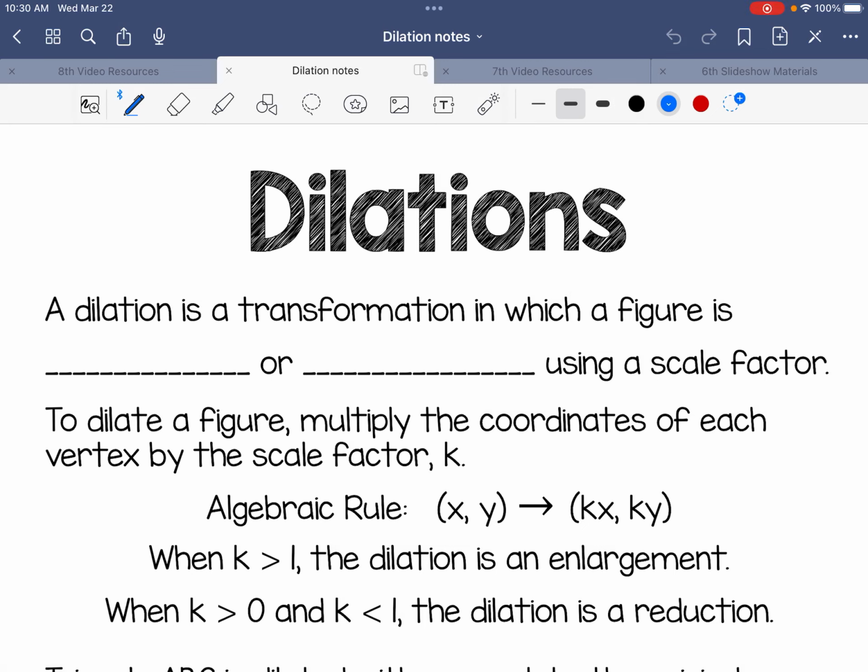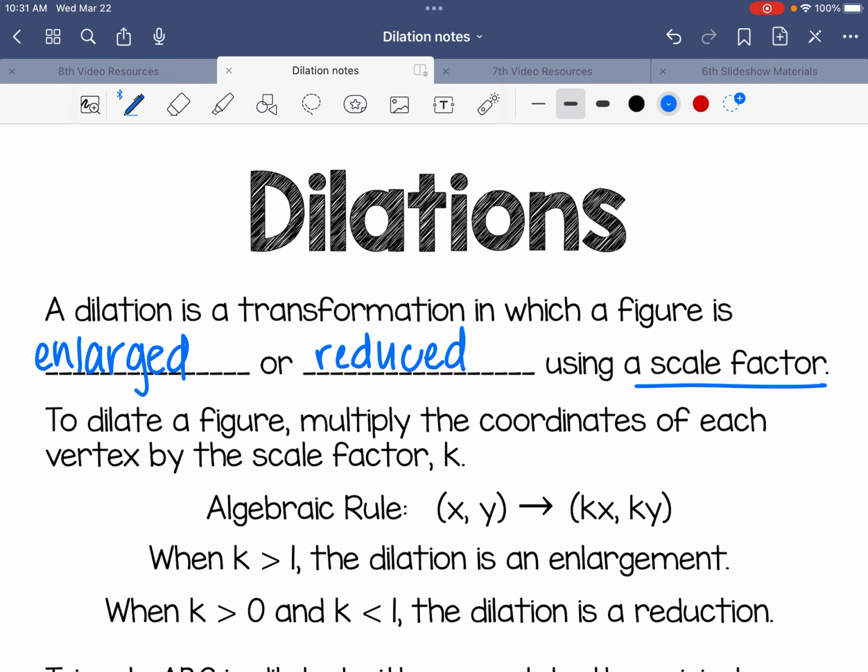Hey guys, today we're going to be looking at dilations on shapes using the coordinate plane. So the first thing we want to look at is what a dilation even is. A dilation is a transformation, which means it changes a figure. This is when a figure is enlarged, meaning it gets bigger, or reduced, meaning it gets smaller, using a scale factor. And the scale factor is how much it's enlarged or how much it's reduced.